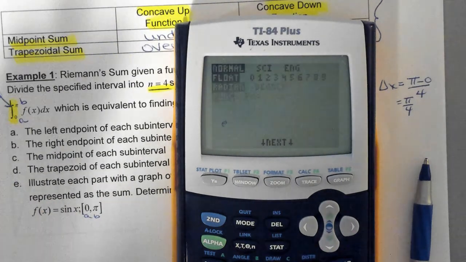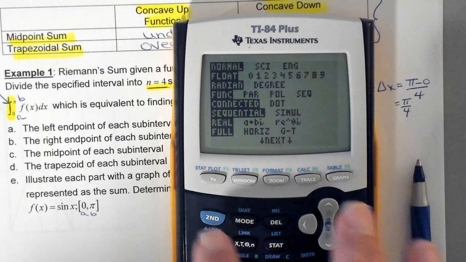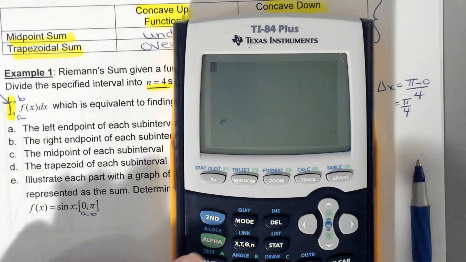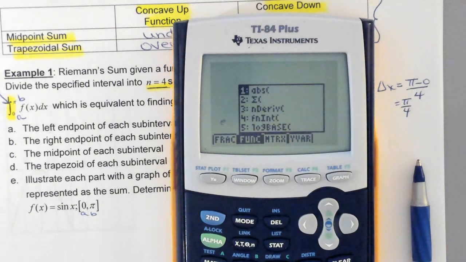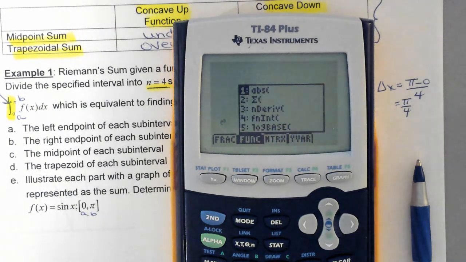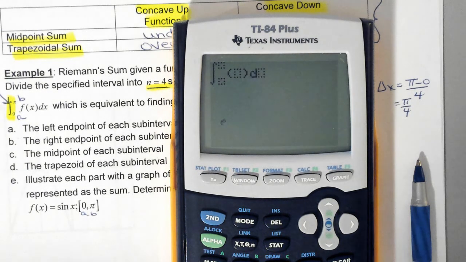So first of all, I need to check my mode. For those of us that are using our calculators for other things, I'm in radian mode, so I'm good to go. You want to go into alpha window, and this is where we had a lot of different functions, but we have the derivative, which was number 3. We actually want number 4. This is the finite integral, meaning you have a finite beginning and end. So it's option 4.